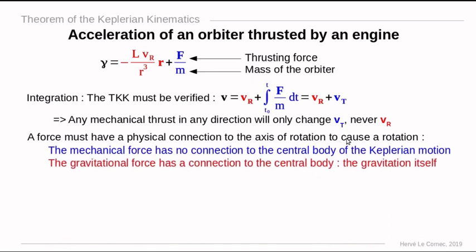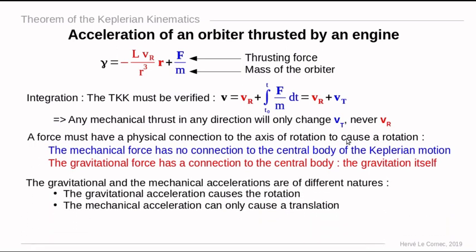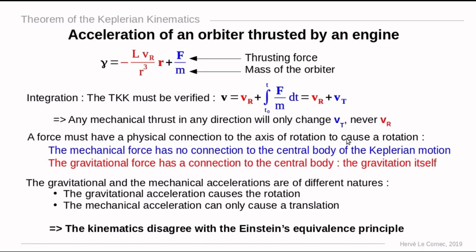On the contrary, the gravitational force has a connection to the central body. This is the gravitation itself, so it can cause a rotation. Therefore, the gravitational and the mechanical accelerations are of two different natures. The gravitational one causes the rotation, and the mechanical one can only cause a translation. So the kinematics disagree with Einstein's equivalence principle.